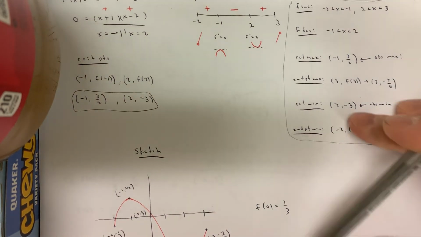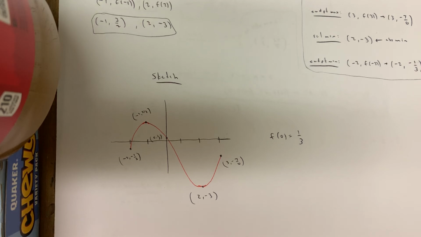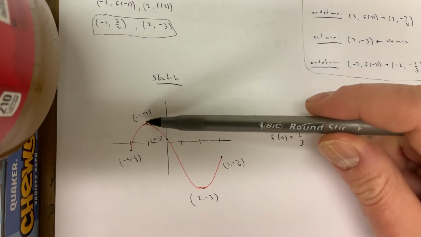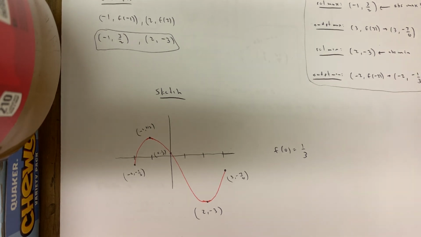And look at the graph. You can see that it's actually the lowest point of the graph, 2, -3. And you can see the highest point of the graph is -1, 3/2. So if you have the picture, absolute extrema should be pretty easy to understand. So remember, big problems here.